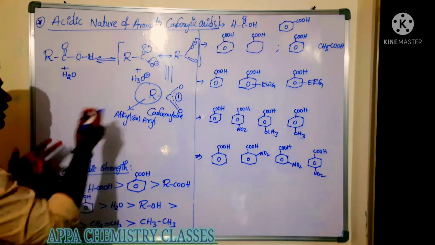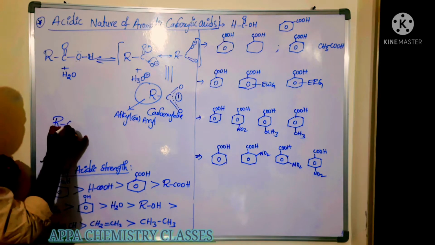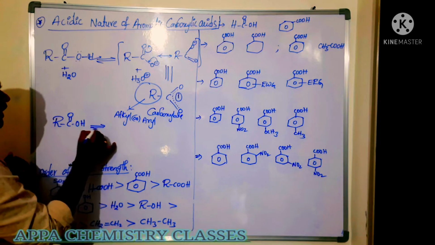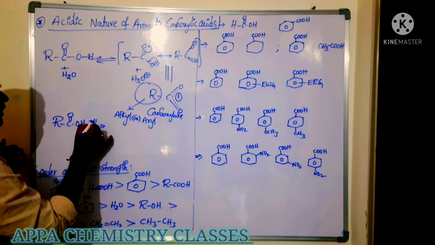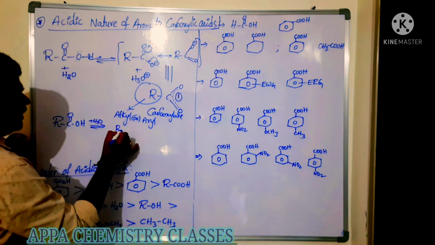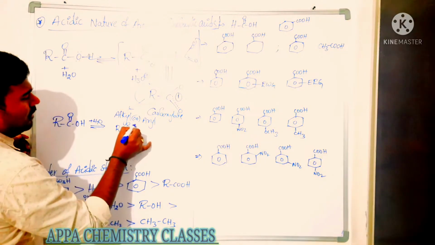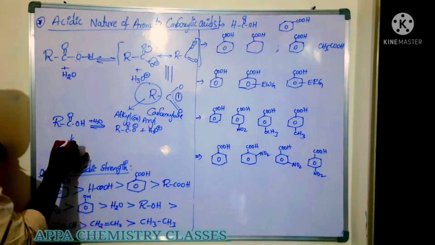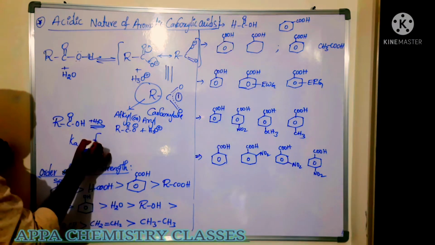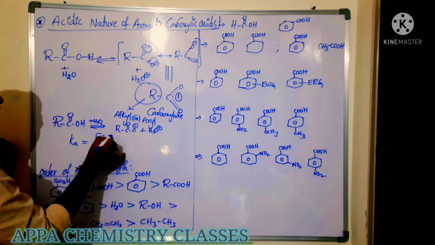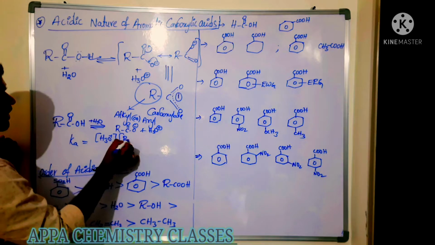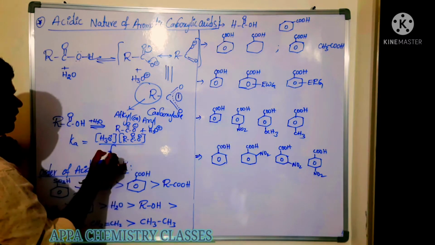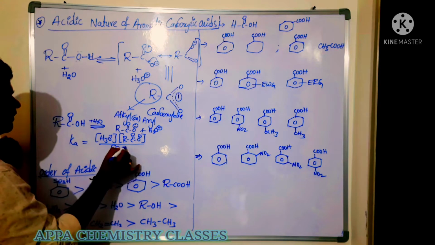Is that clear? Now you can take here a carboxylic acid. Whenever it reacts with water, it forms the carboxylate ion and hydronium ion. For this you can write the dissociation constant, that is Ka is equal to the concentration of hydronium ion into the concentration of carboxylate ion by the concentration of acid.